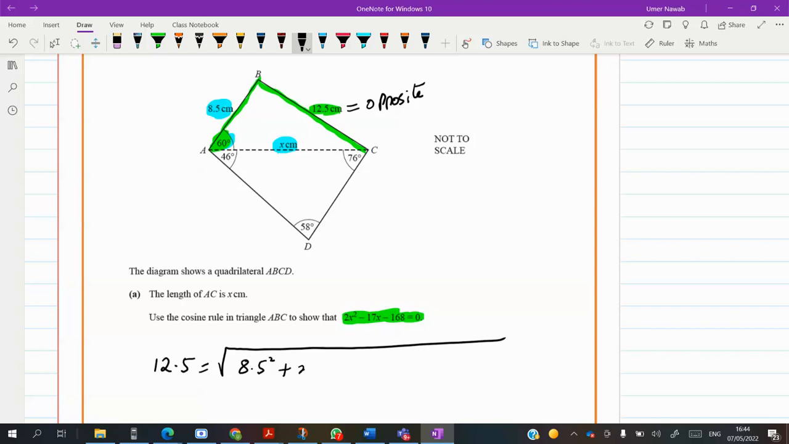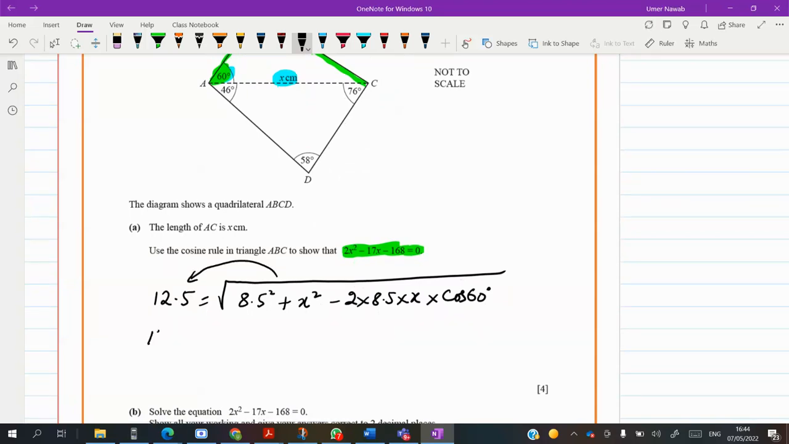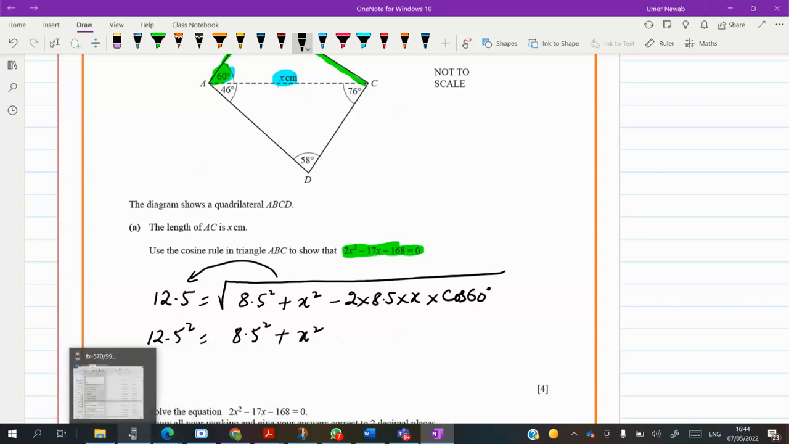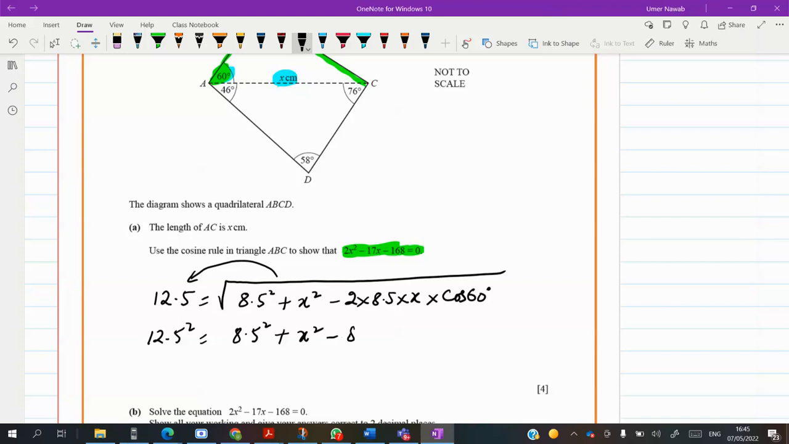8.5 squared plus x squared minus 2 times 8.5 times x times the cosine of 60 degrees. Send the square root to the side, so it is 12.5 squared, 8.5 squared plus x squared. Let me simplify it. 8.5 times 2 times cosine of 60, and see what the answer comes. 8.5, so minus 8.5x. Can you simplify it?